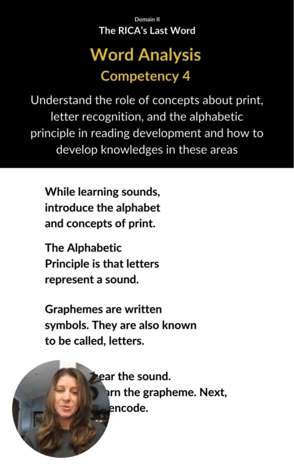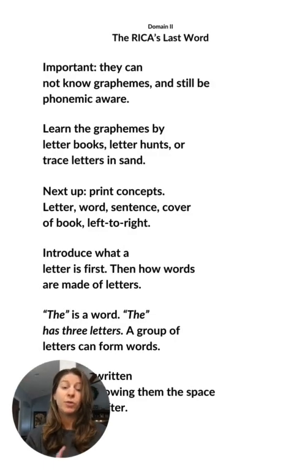When learning sounds, introduce the alphabet principle and concepts of print. The alphabetic principle is that letters represent a sound. Graphemes are written symbols. They are also known to be called letters. First, you hear the sound. Then you learn the grapheme. Next, you learn to encode. Important. They cannot know graphemes and still be phonemic aware.